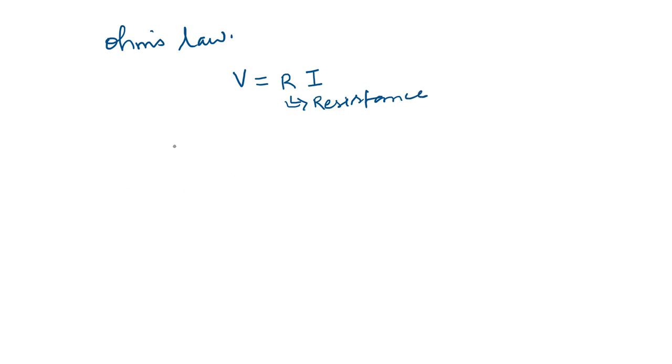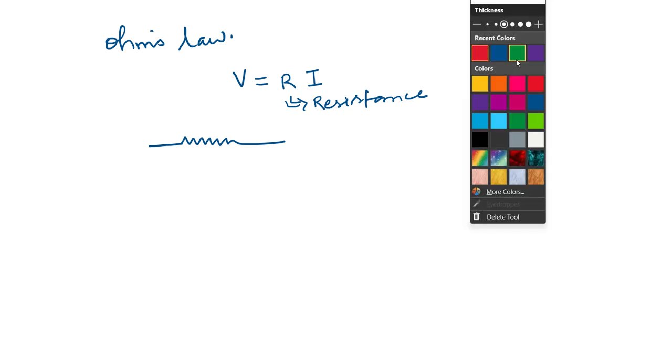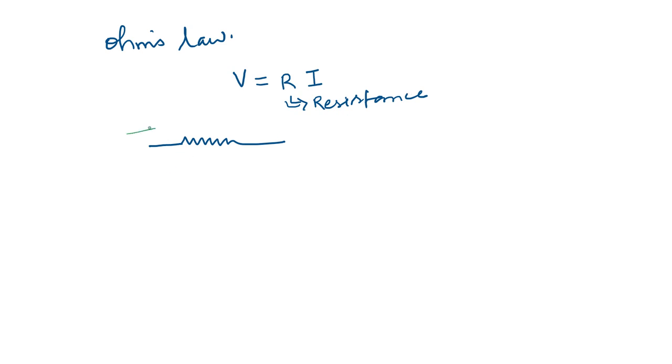The circuit symbol used to denote resistance is this. So by Ohm's law, current I flowing through a resistor produces a voltage across it with this polarity V.